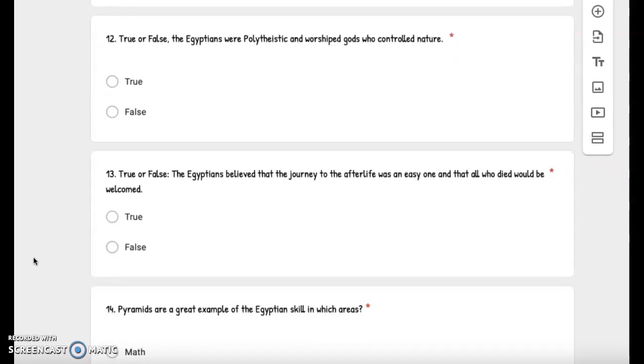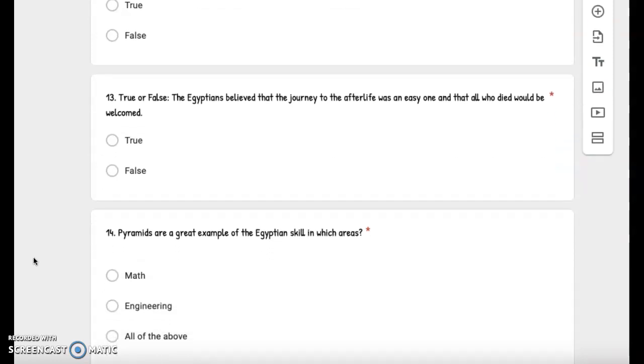Number 12. True or false? The Egyptians were polytheistic and worshipped gods who controlled nature. True or false? Number 13. True or false? The Egyptians believed that the journey to the afterlife was an easy one and that all who died would be welcomed. True or false?